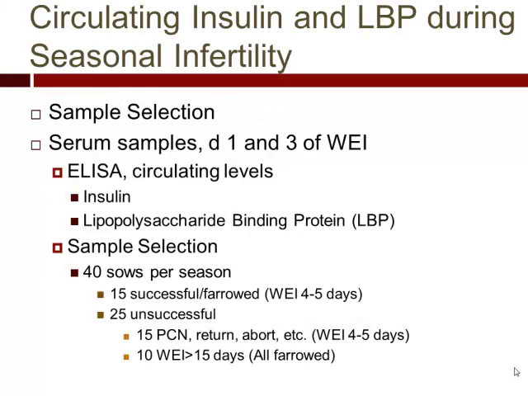So as I mentioned, one of the indirect mechanisms that we thought would maybe be compromising fertility is associated with that increased insulin and increased endotoxin circulation. So we measured insulin in the blood on day 1 and day 3 following weaning, and as well we measured a compound called LPS binding protein that would be an indicator of how much endotoxin is circulating in those pigs. And we did a retrospective approach on that.